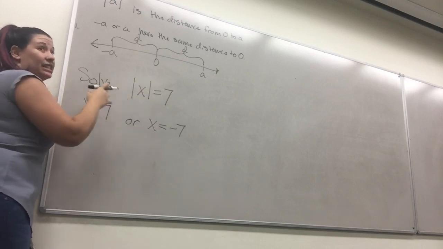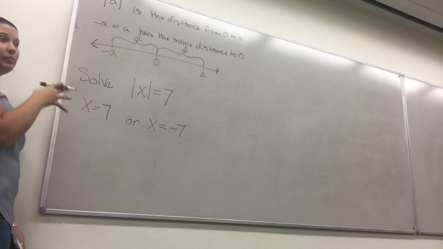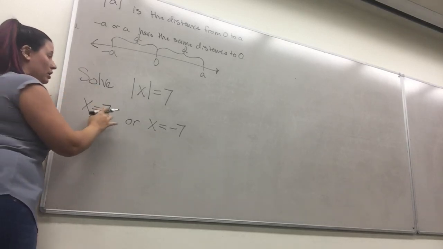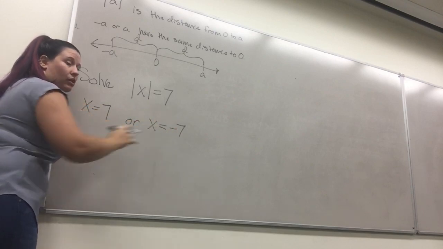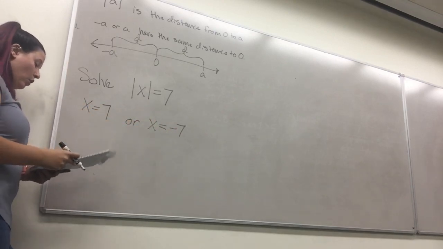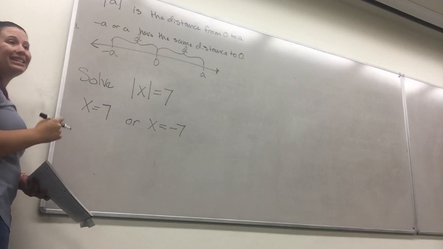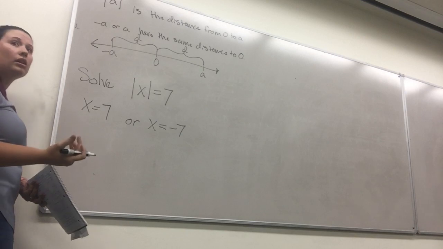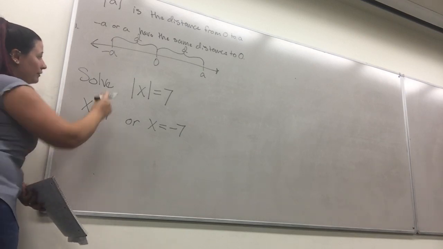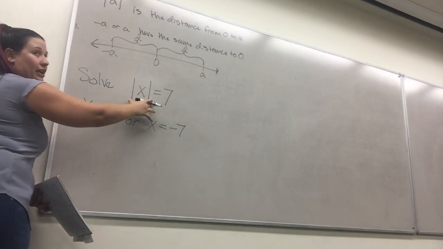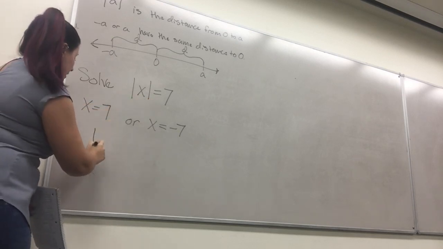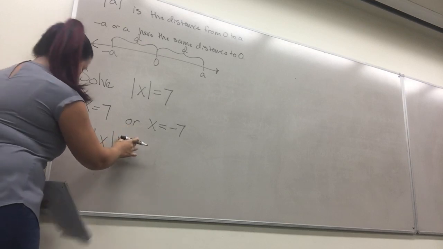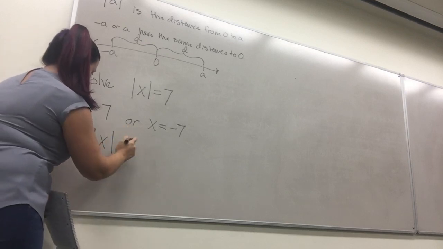Now, the inside doesn't have to just be x. It could be some quantity, right? It's just the inside has to equal the positive or the negative, okay? But what would happen if we didn't have an equal sign, but we had an inequality instead, right? So what if instead of the absolute value of x equals 7, we had the absolute value of x is less than 7.